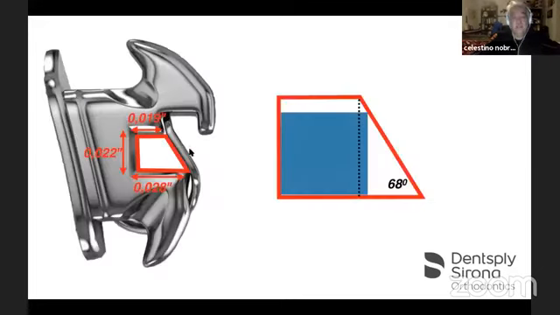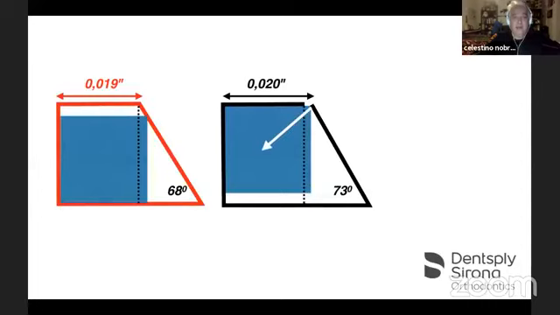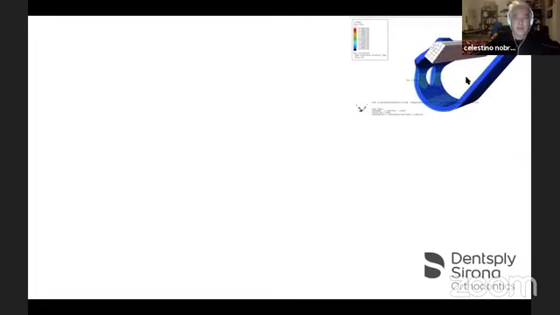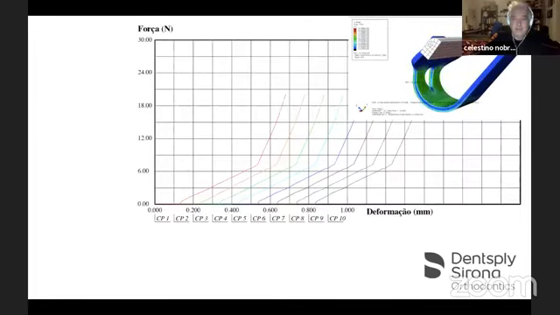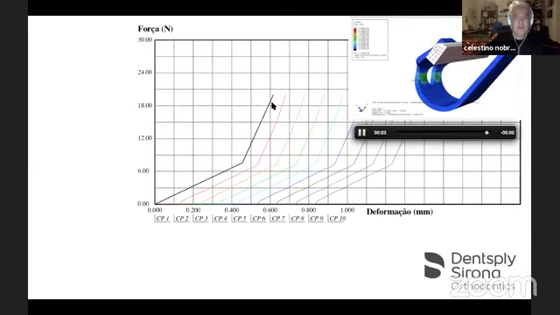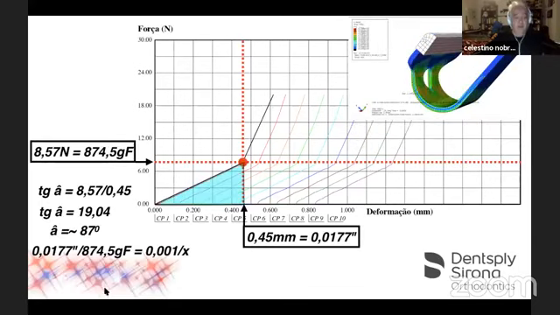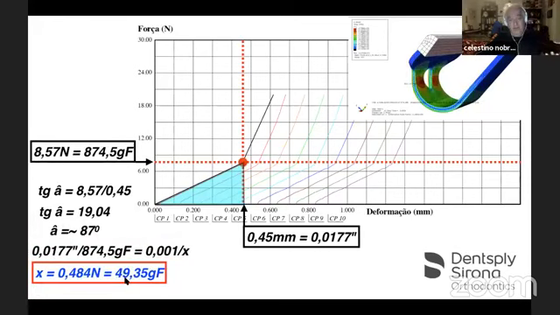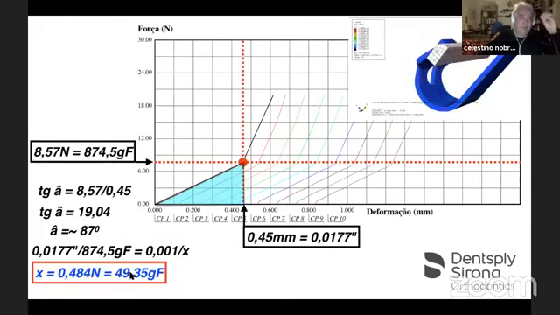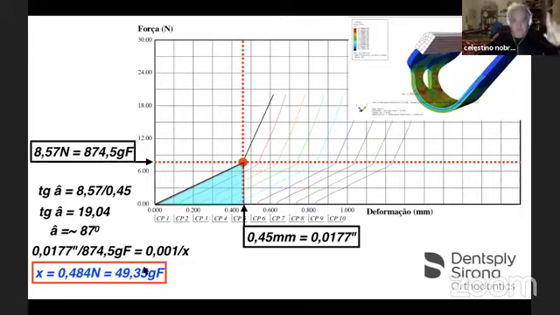So this is a calculation that I did at that time. And I calculated exactly. When I place a 20 by 20 arch wire in this CCO bracket, I know by finite elements and I know by calculation that we have exactly this amount of force. So 49.35 grams of force. So it's very, very gentle, you know. But take a look at this.